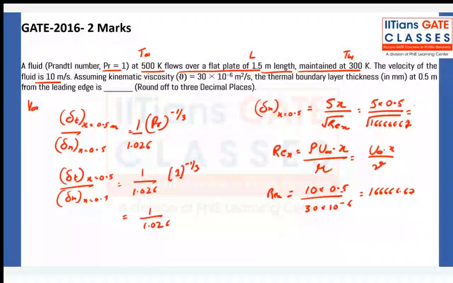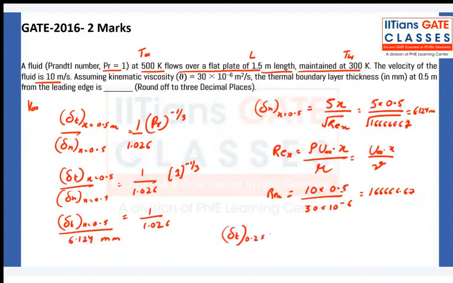6.124 millimeter. Now you can substitute here: x into 0.5 upon 6.124 millimeter. So now you can find out the thermal boundary layer at this point. How much is it? Look how much difference came, because you took one here, but I took 1 upon 1.026. So there is a slight difference.